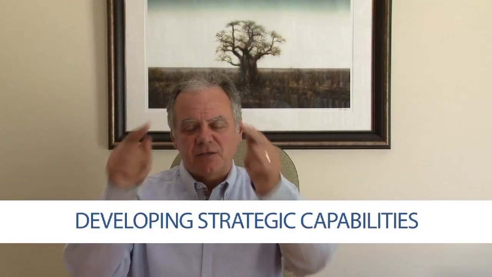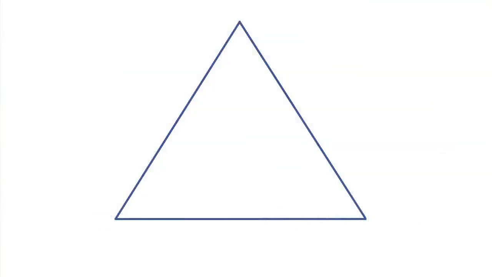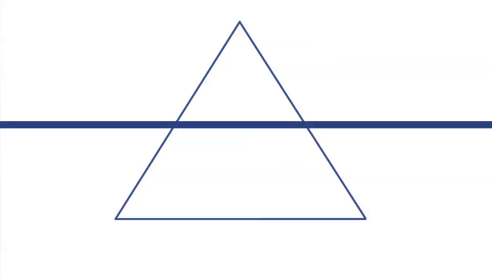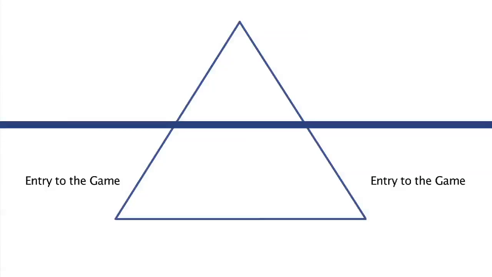We have designed a strategic triangle with a line across the middle. Below the line, all elements we call enter-to-the-game criteria. These are those capabilities that the market will expect you to have and expect you to be able to deliver in the future market, in your future strategic horizon.